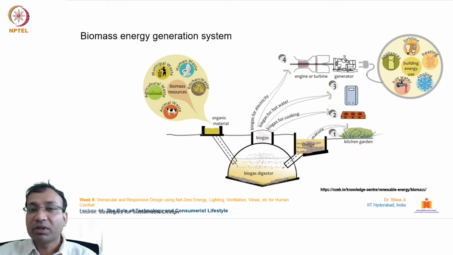Further, coming down to the biomass energy generation system. This is a typical illustration of how this biomass energy generation system works. First and foremost, we collect the organic material. That organic material can include animal waste, like cow dung, then agricultural waste, the leaves and other leftovers, and then municipal waste also comes into this, human waste like excreta, kitchen waste like vegetables, fruits, choppings, etc.